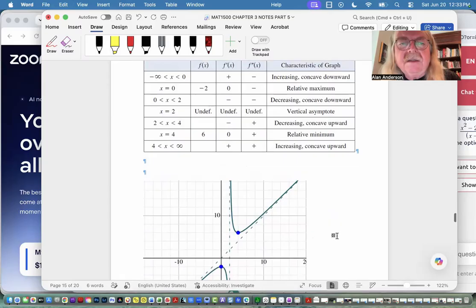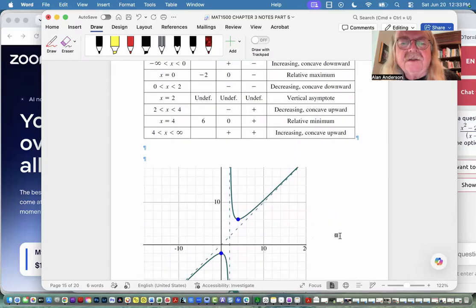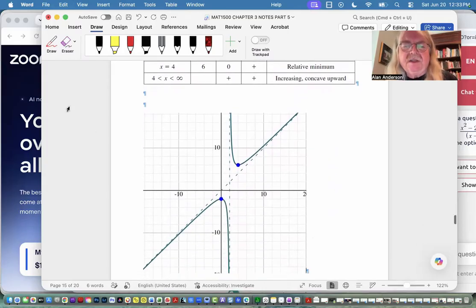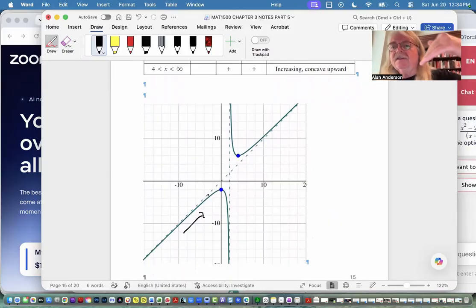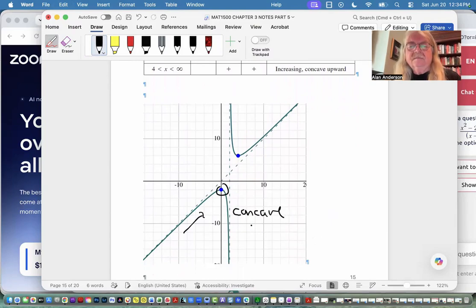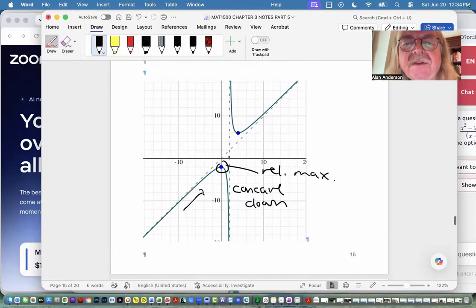All right. So let's see, what have they done? They're telling us that up to zero, but not including zero, the function is increasing, which it is, but it's concave down. And you can see why, because the slopes of the tangent lines are decreasing. Okay. But that also is why this is a relative maximum. And then at exactly zero, yes, we do have the relative maximum.